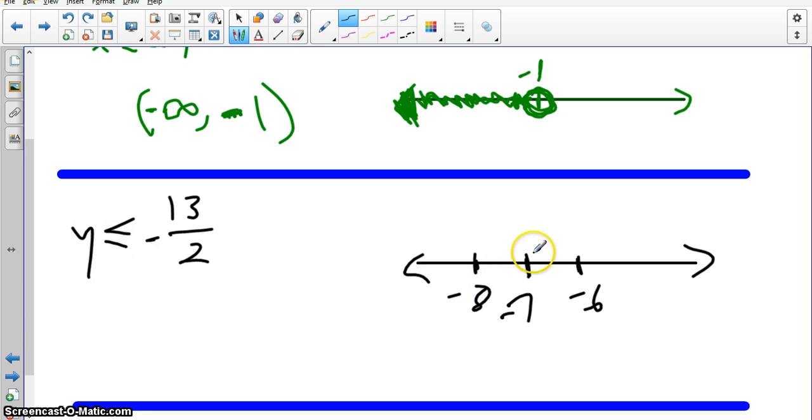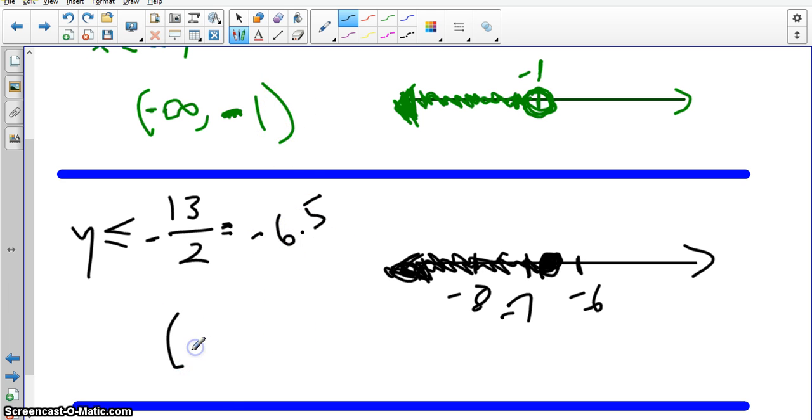And our answer is halfway between that negative 6 and negative 7. This is negative 6.5. So boom, it goes right there, roughly. And notice I shaded in the circle because it is less than or equal to. And then we shade to the left. Okay? And then, in interval notation, it's negative infinity to negative 13 over 2. Now, negative 13 over 2 is part of the answer. So we have to include that by putting a bracket.